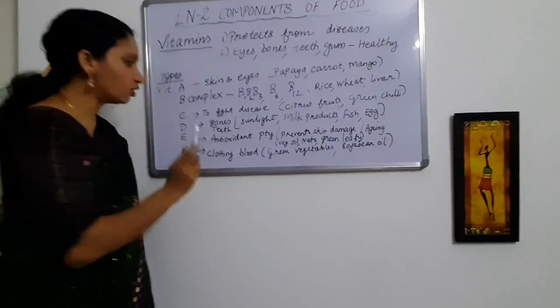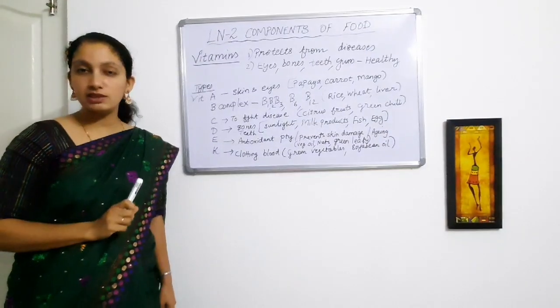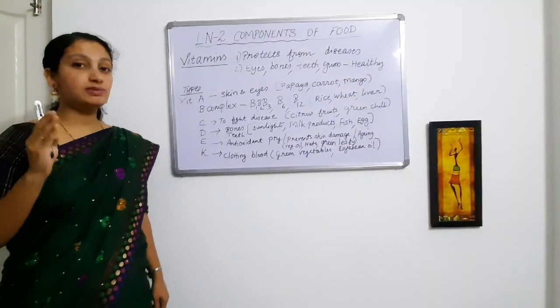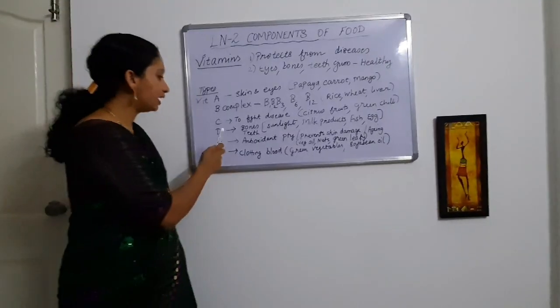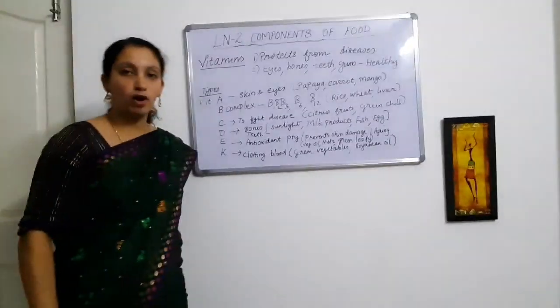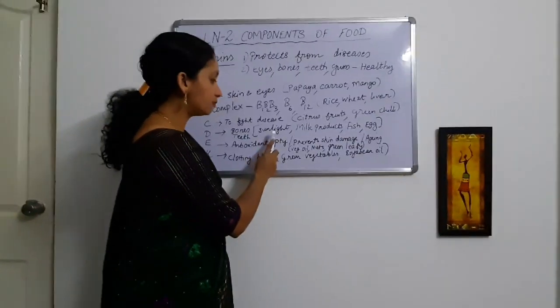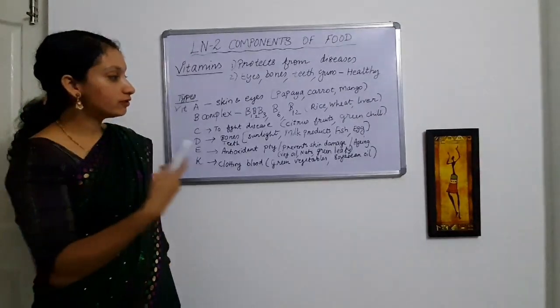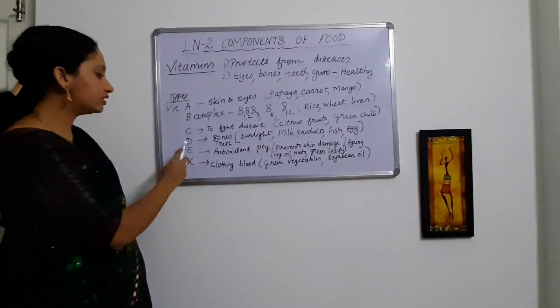Vitamin D always works with calcium. Calcium is one of the minerals. Calcium can be active only if we have enough amount of vitamin D in your body. We get this vitamin D from exposure to sunlight and from milk products. Fish and egg are rich in vitamin D.